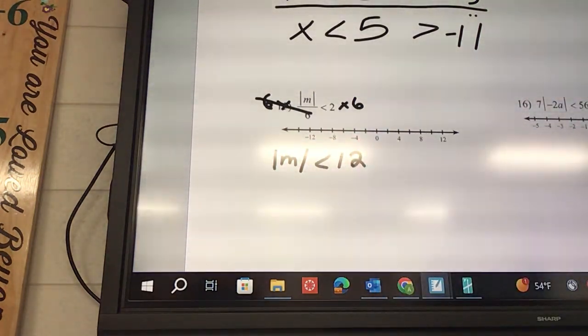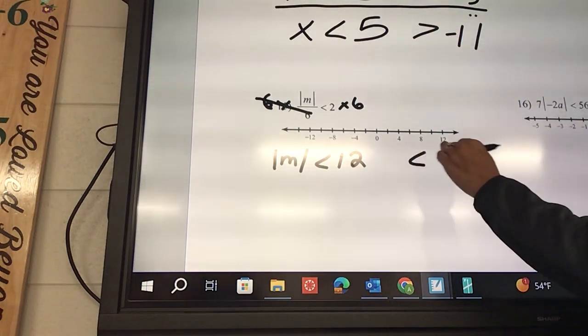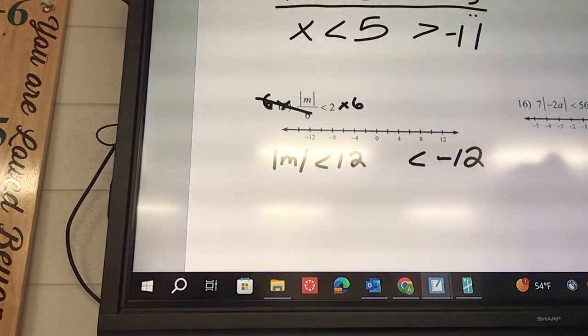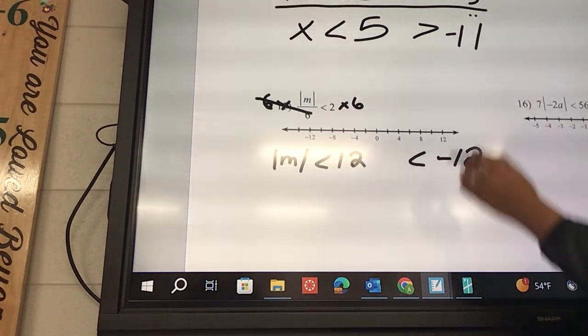Now is there anything on the outside of the bars? No. So we're gonna flip it and make it a negative. That's just flip your sign. I did. No, you didn't. Oh no, I didn't. Shoot.